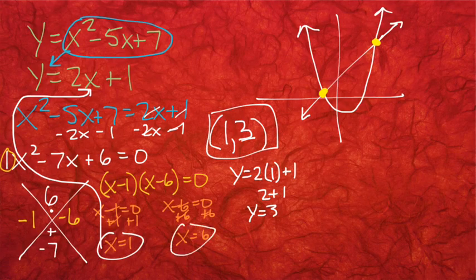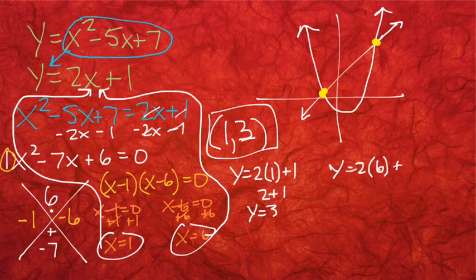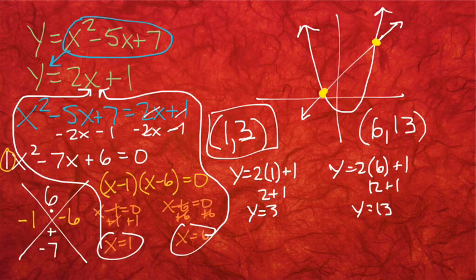And then I have to plug in 6. Let's plug in 6 right there. So that's going to give me y equals 2 times 6 plus 1. 2 times 6 is 12, plus 1 is 13. So my other answer is 6, 13. Okay, so those are my 2 answers.